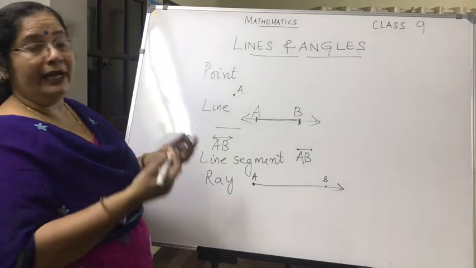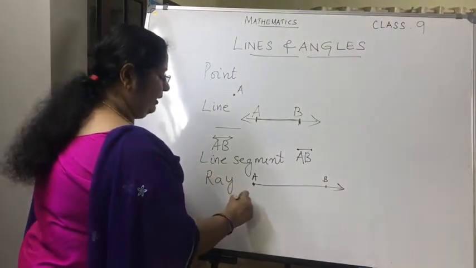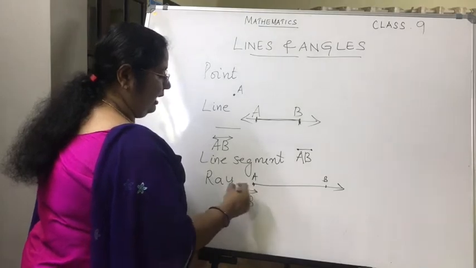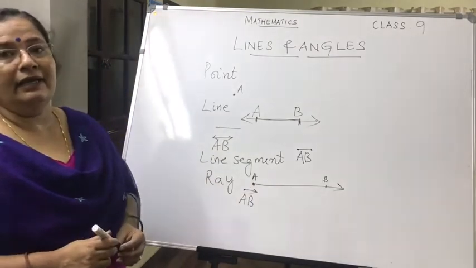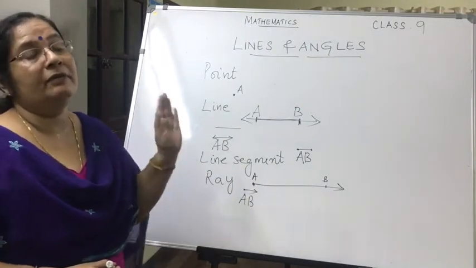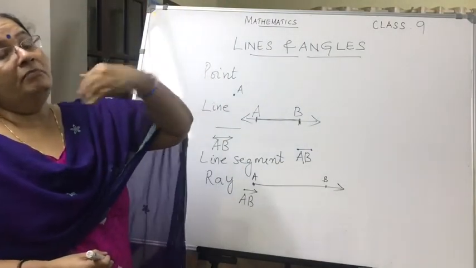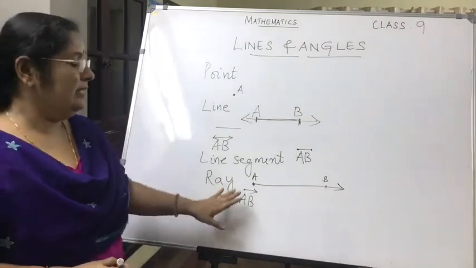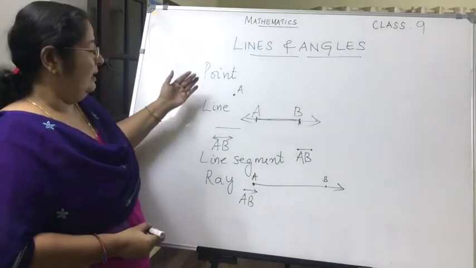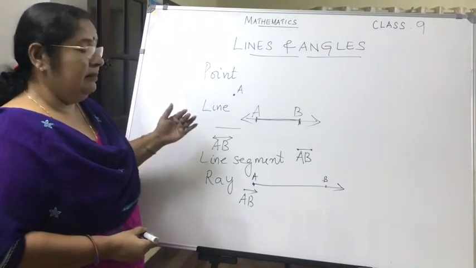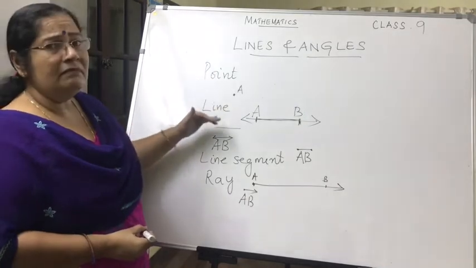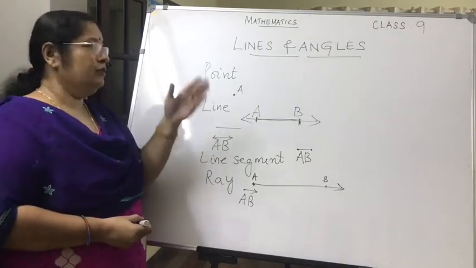And how do you write that ray AB? You will write AB and on top you have one endpoint and an arrowhead at the other side, indicating that it is going infinitely in this particular direction, that is from A to B, beyond that. That is the ray. So a point, then comes a line, then comes a line segment, and then a ray. These are some basic concepts. More are there. We are going to deal with that also.